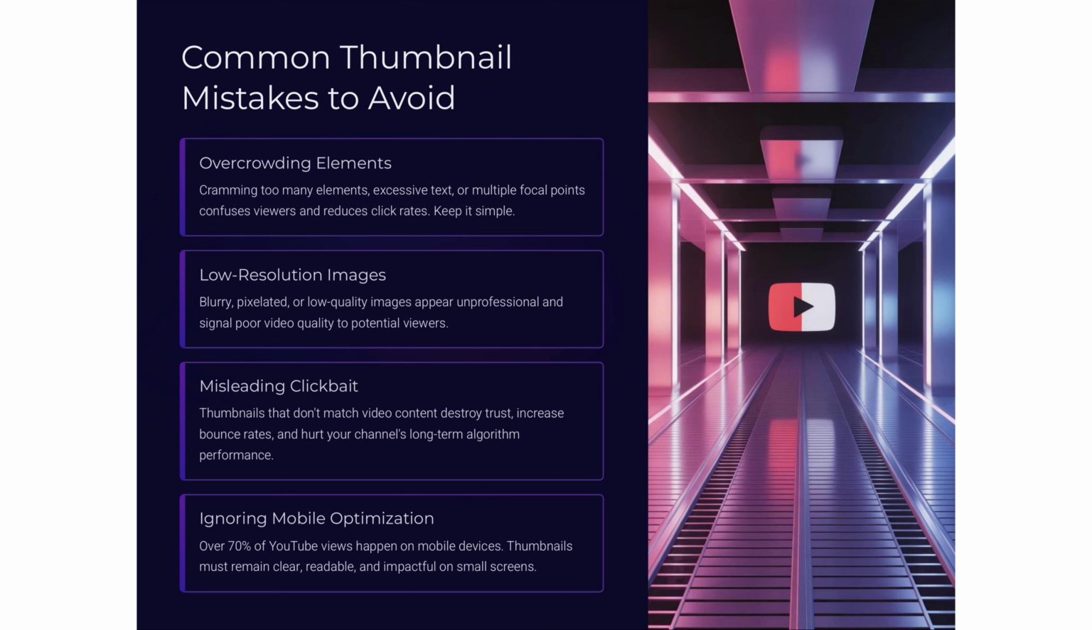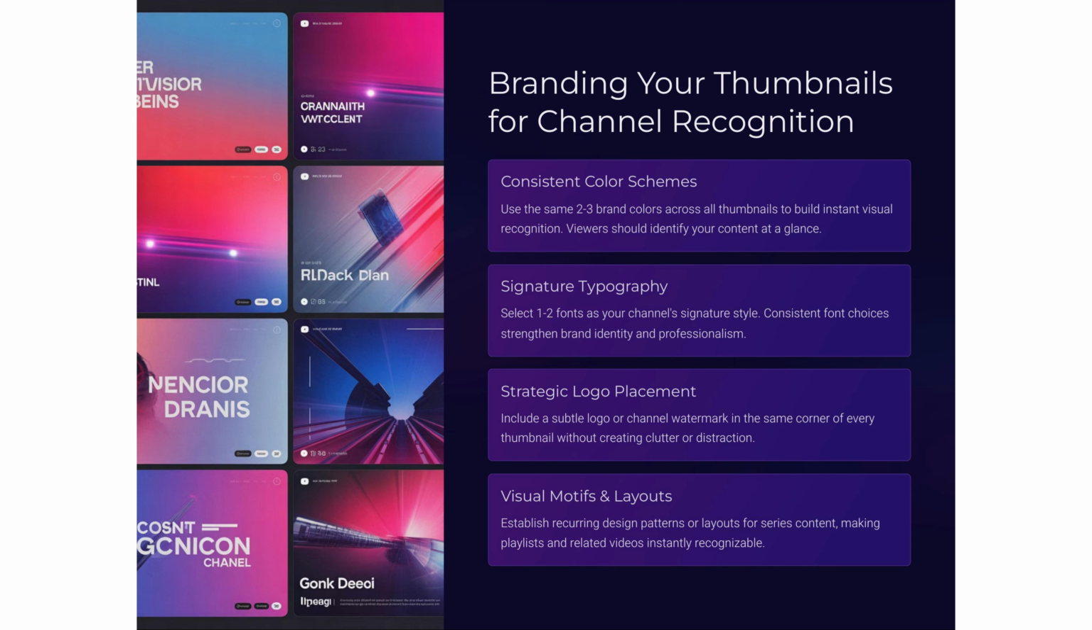on small screens. Utilize consistent color schemes with 2 to 3 brand colors for instant recognition. Choose 1 to 2 signature fonts to enhance brand identity. Place your logo subtly in the same corner of each thumbnail. Develop recurring design patterns for series content, ensuring playlists and related videos are easily identifiable.